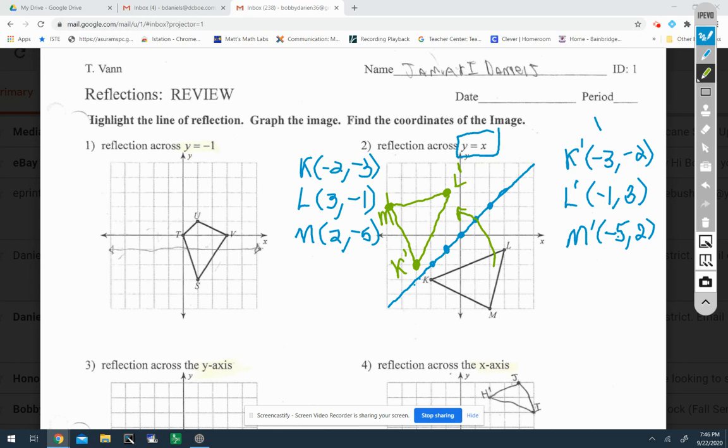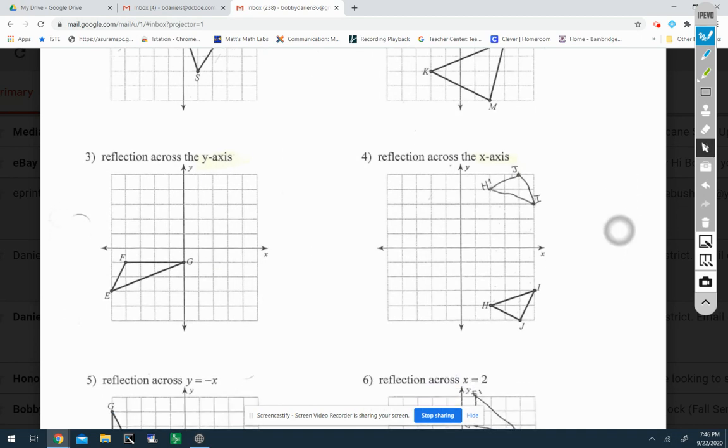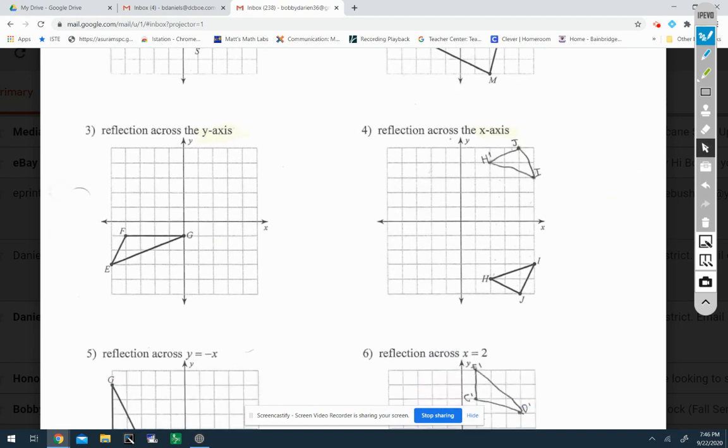Okay? All right, let's look at another one. I'm going to clear this out. So let's take a look at this one. Number 3 says reflection across the y-axis. Well, the y-axis is this line right here. To reflect across the y-axis, let's look at the coordinates. We have E, which is over 1, 2, 3, 4, 5, -5.